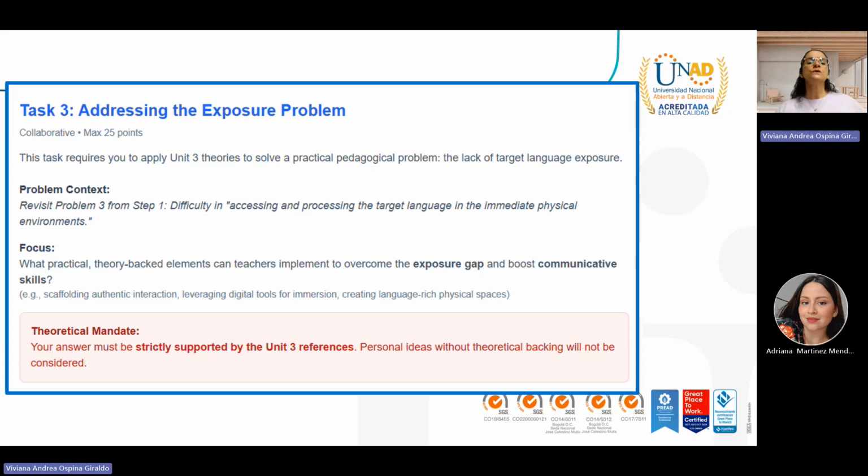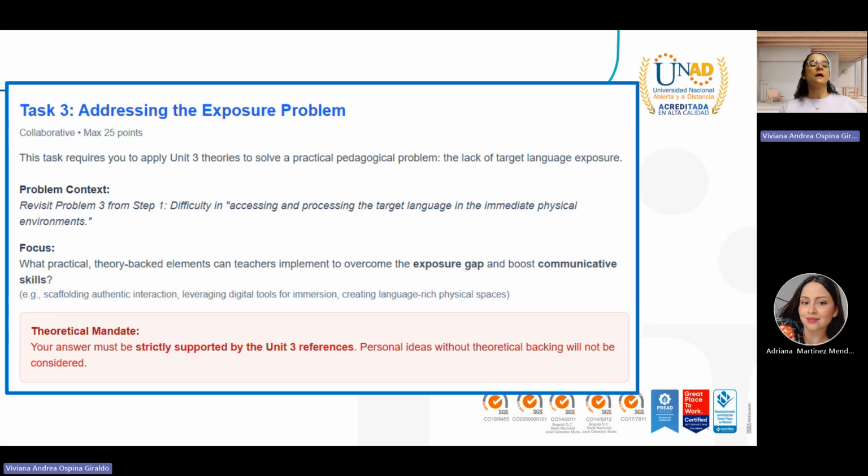So you do need to go back and think of applying those theories to solve this practical pedagogical problem, which is the lack of target language exposure. How do we expose the students more so that they have an effective time of language exposure and this communicative competence that we need to improve.